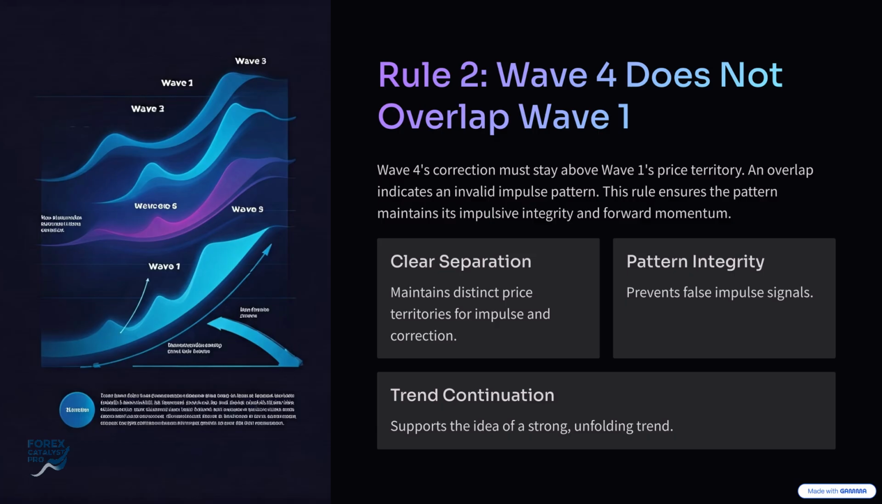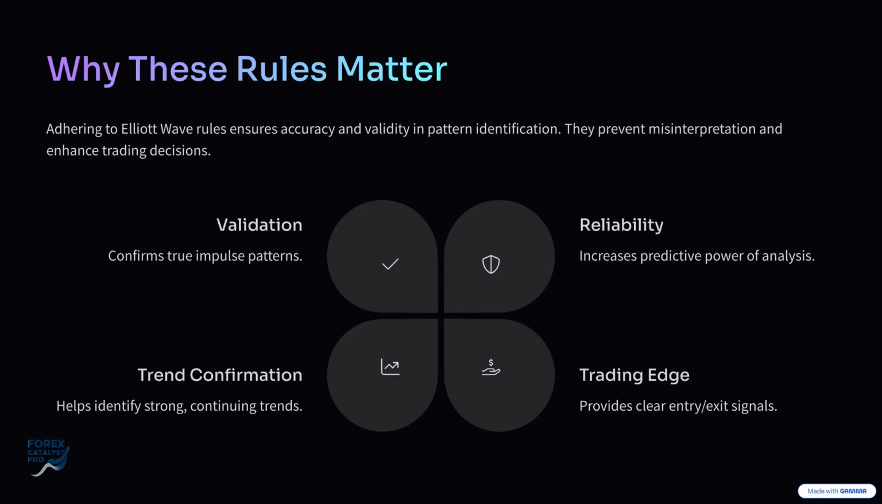The second rule of an impulse pattern states, Wave 4 must not enter the price territory of Wave 1. This ensures a clean separation between impulsive and corrective structures. If Wave 4 overlaps Wave 1, the pattern is invalid and must be recounted. This rule protects the integrity of the wave structure and reinforces a strong unfolding trend.